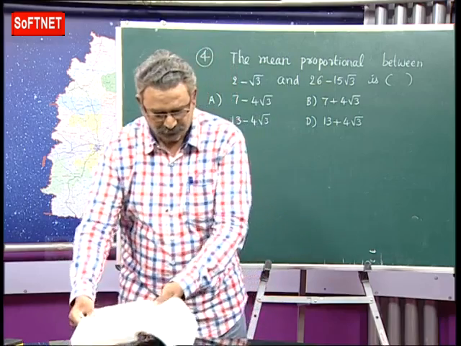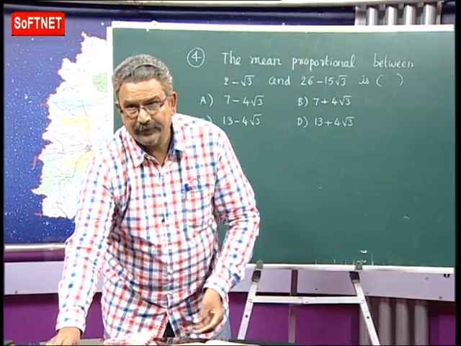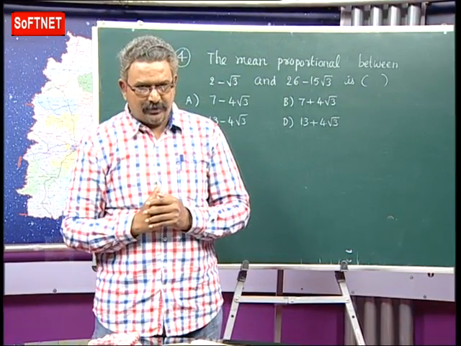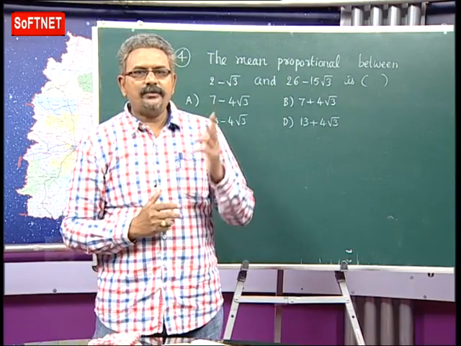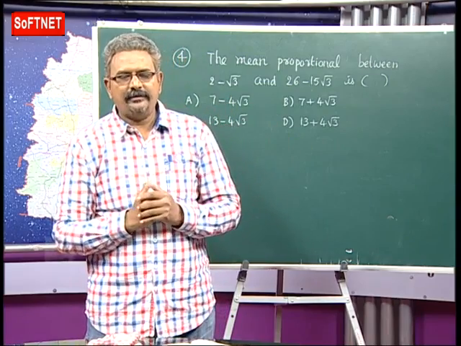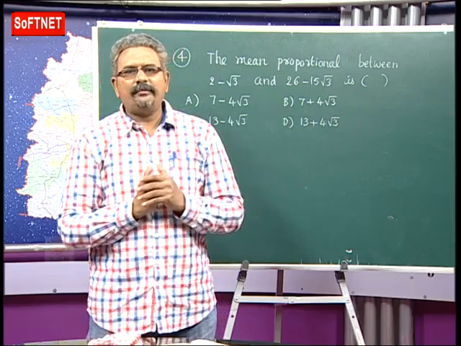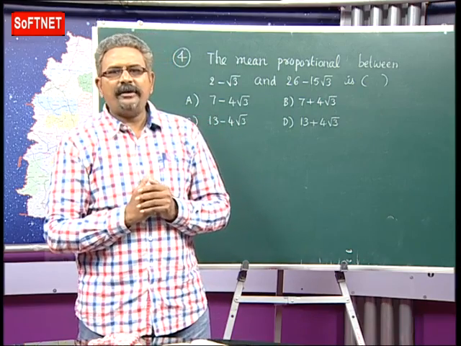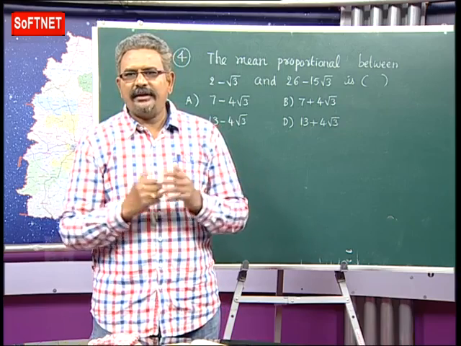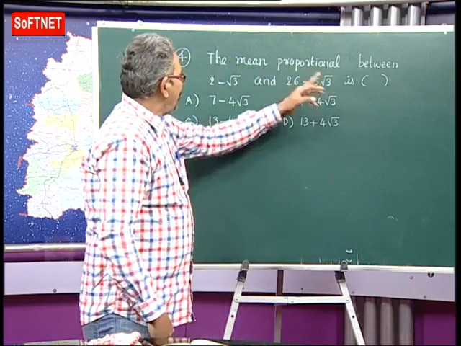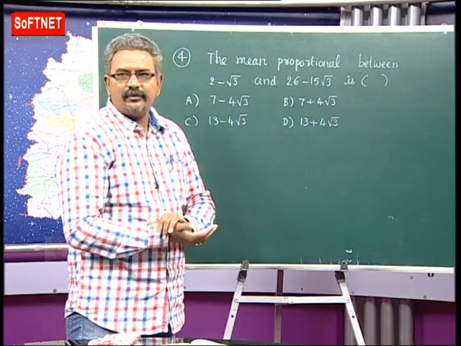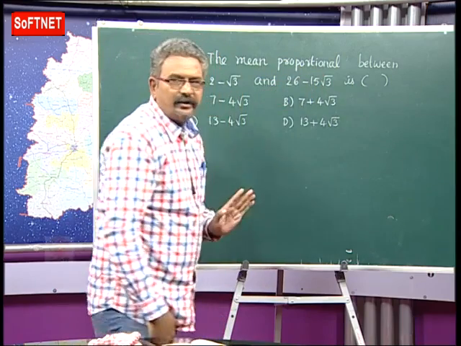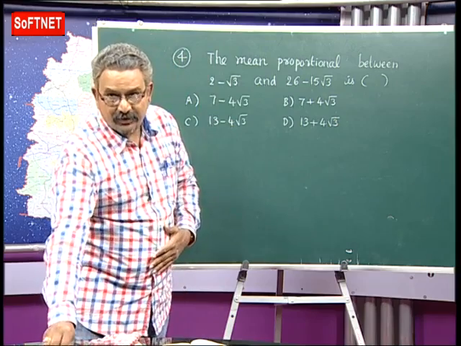Okay. First, let us know the concept of mean proportional. What is meant by the mean proportional between two positive numbers, say A and B? It is similar to the geometric mean between two positive numbers A and B. What is the geometric mean between A and B? That is root over AB. Similarly, the mean proportional between 2 minus root 3 and 26 minus 15 root 3 is root of (2 minus root 3) into (26 minus 15 root 3). That is all.